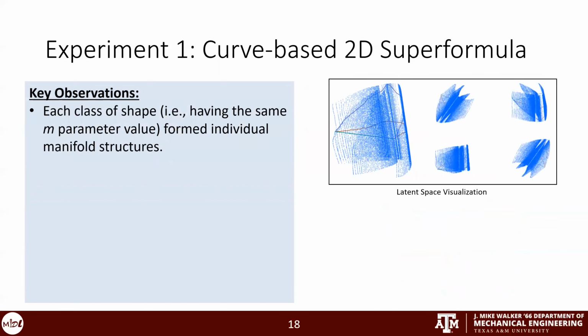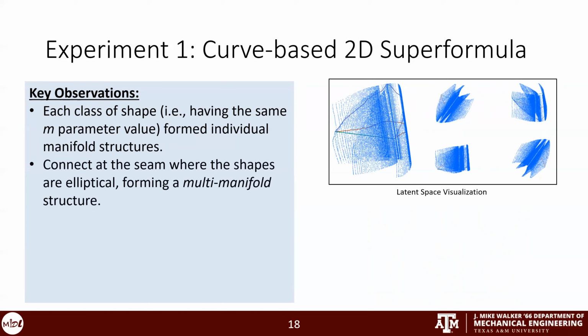The key observations we made from the results were that each class of shape having the same number of corners formed individual manifold structures in the latent space. And these were then connected at a seam where the shapes vaguely represented ellipses. This resulted in a multi-manifold structure.